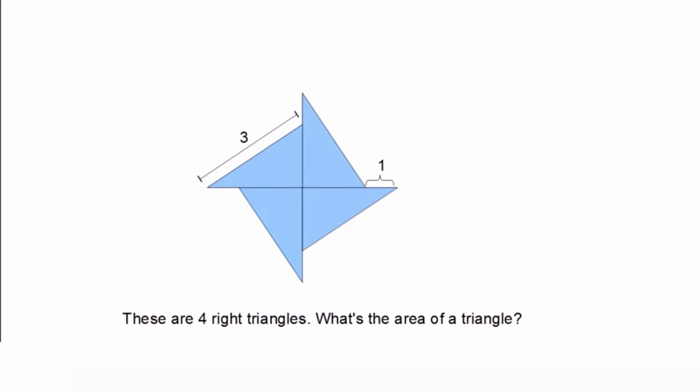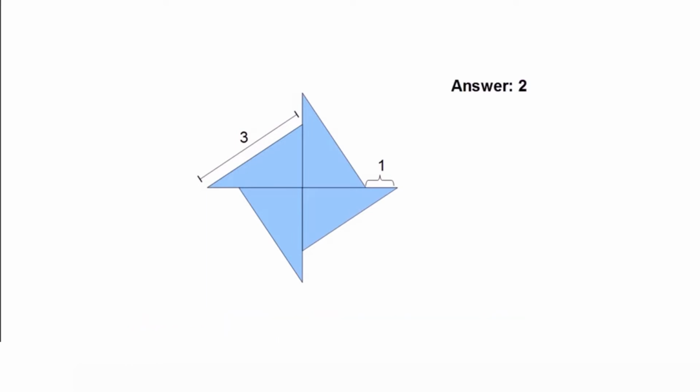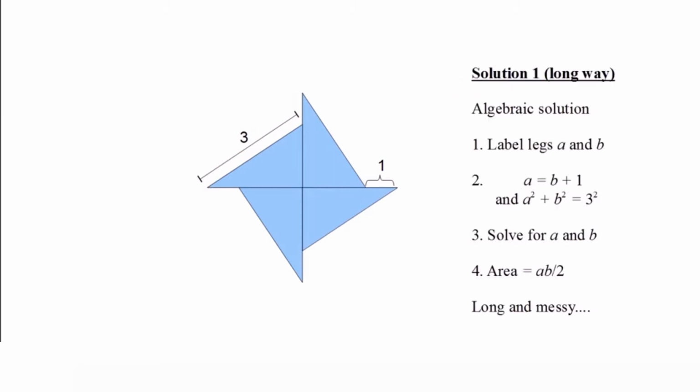One way you can solve this is you can work algebraically. This is the long way to solve the problem. The steps involved are you would label the 2 legs of the triangle as A and B. You can then set up a system of equations. One equation will be that A is equal to B plus 1, because we know that one of the legs is 1 unit longer than the other.